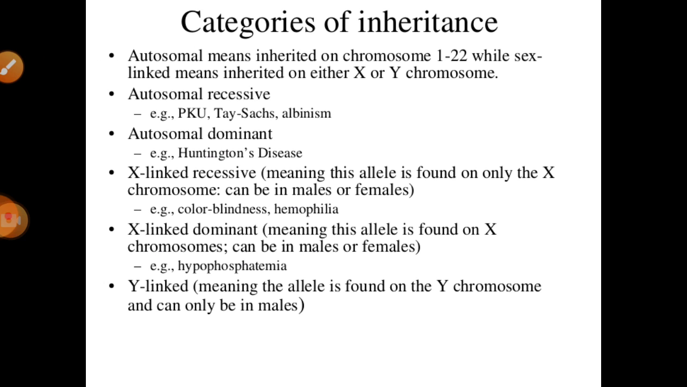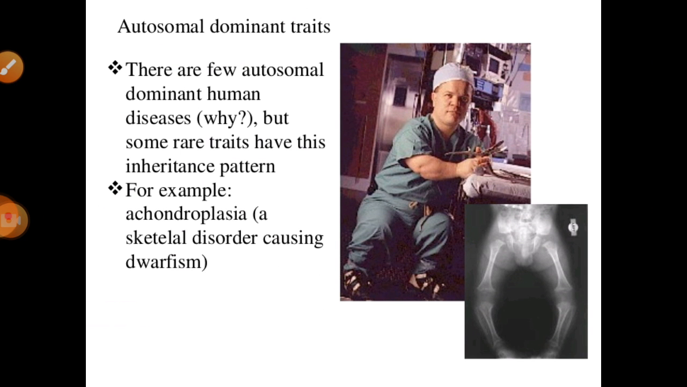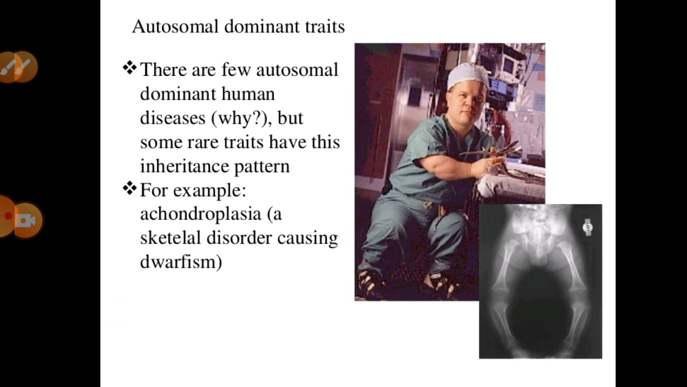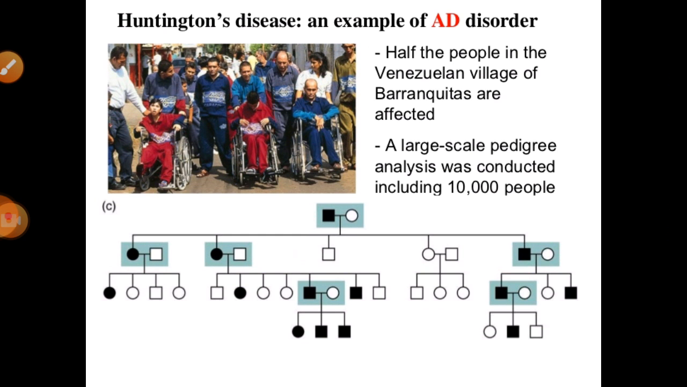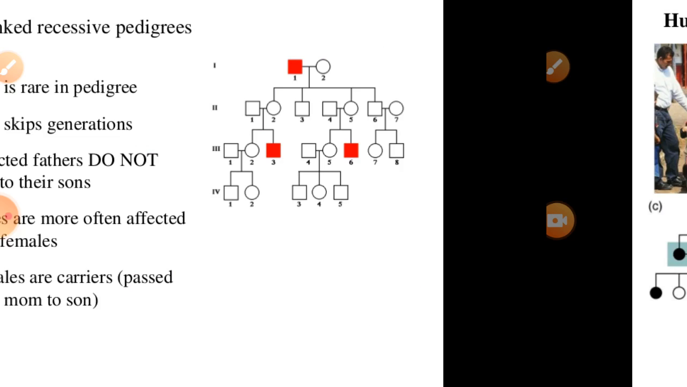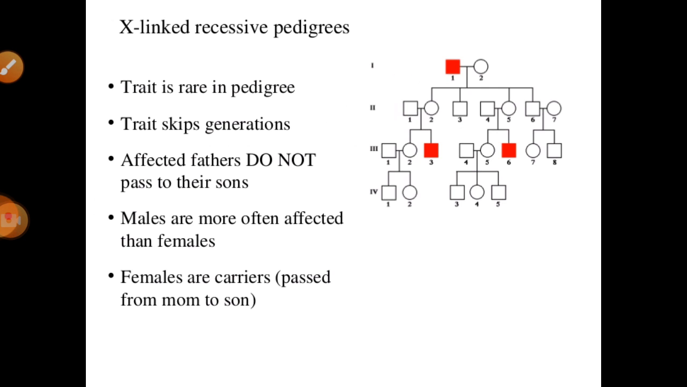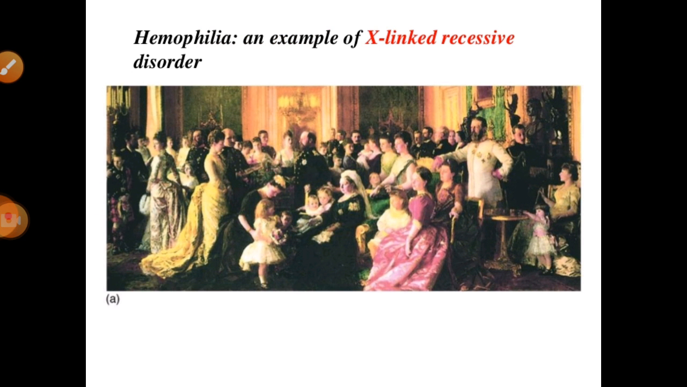Evenly, there's another thing. As I was talking about autosomal dominant traits, dwarfism and Huntington's, as I told you, are examples. Then X-linked recessive, especially where the father does not pass the disease to his sons.